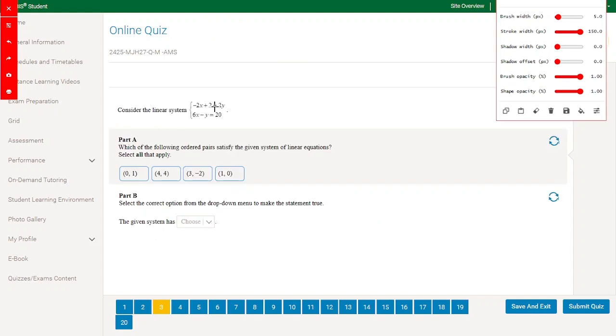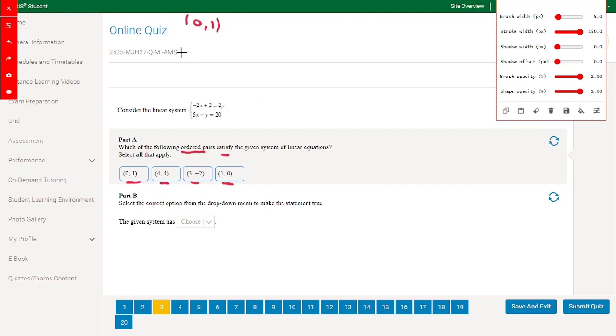Consider the linear system. Part A: which of the following ordered pairs satisfy the given system of linear equations? Select all that apply. So we have the ordered pairs, and we want to see which of these ordered pairs will be a solution for this linear system. So we'll take the first point, which is 0 and 1.